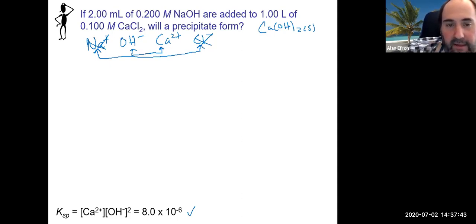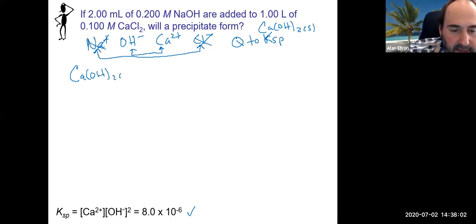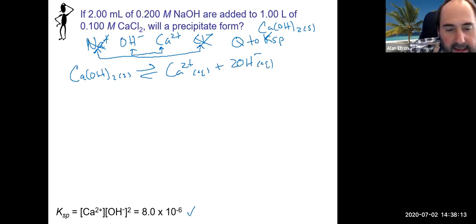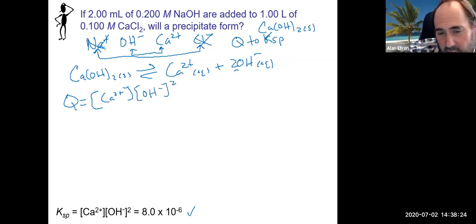So what we really want to figure out here is, will a solid form? And we want to use Q to do that. We want to compare Q to the KSP and see whether or not we will get a solid form. Now that we've deduced that it is the calcium hydroxide that will set up that equilibrium and possibly precipitate out, we could write our calcium hydroxide equation here. And Q, remember, would be calculated the exact same way as you do KSP, which means it would be the calcium ion times the hydroxide ion. And again, we do need to square it because of that. So we actually do need the concentrations of the calcium ion and the hydroxide ion in the solution.